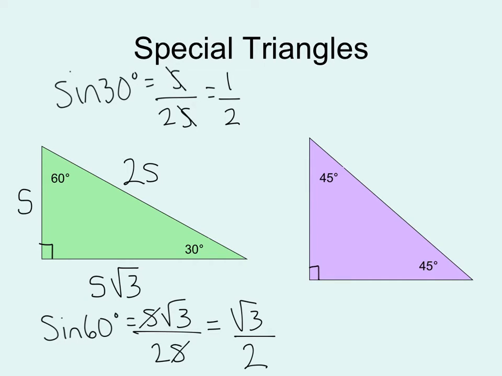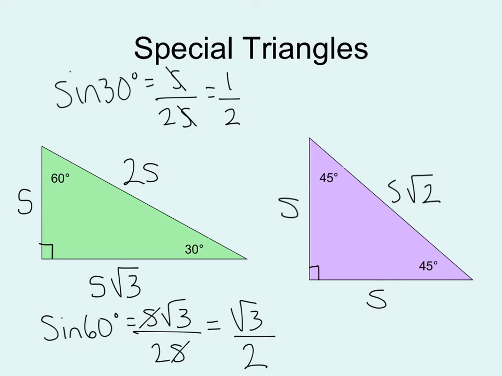I'm going to move on to the other special right triangle, which is the 45, 45, 90 triangle. And hopefully you remember that in this triangle, since the 2 angles are the same, the 2 legs will have to be the same. So if I call this side S, then this side across from the other 45-degree angle will also have to be S. And across from the 90-degree angle will be S root 2.